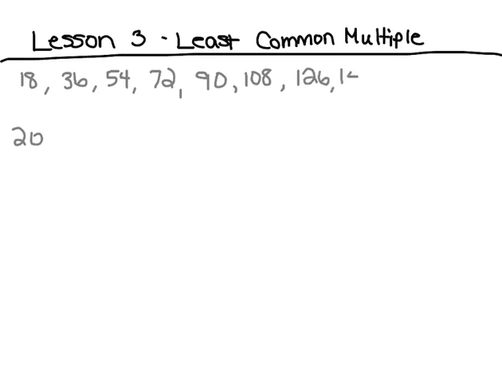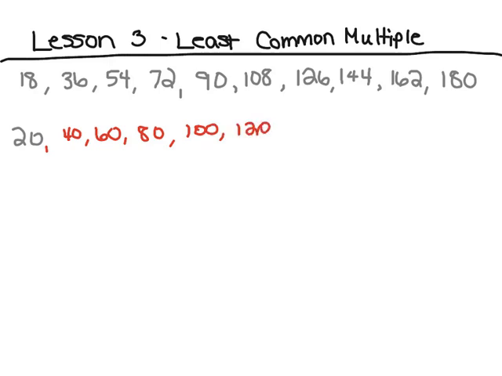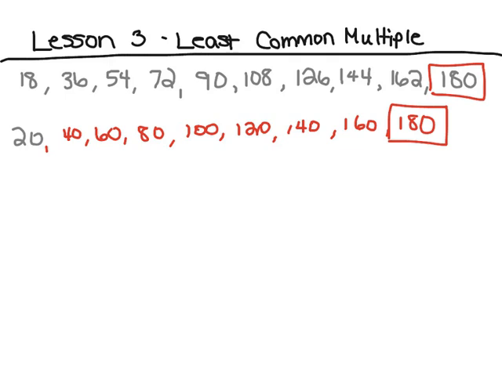126 plus 18 is 144. Plus 18 is 162, plus 18 is 180. You keep going like that, and you just keep testing until you have numbers that match. So now we're going to do 20, 40, 60, 80, 100, 120, 140, 160, 180. So the first number that matches between 20 and 18 is 180, so the lowest common multiple is 180.